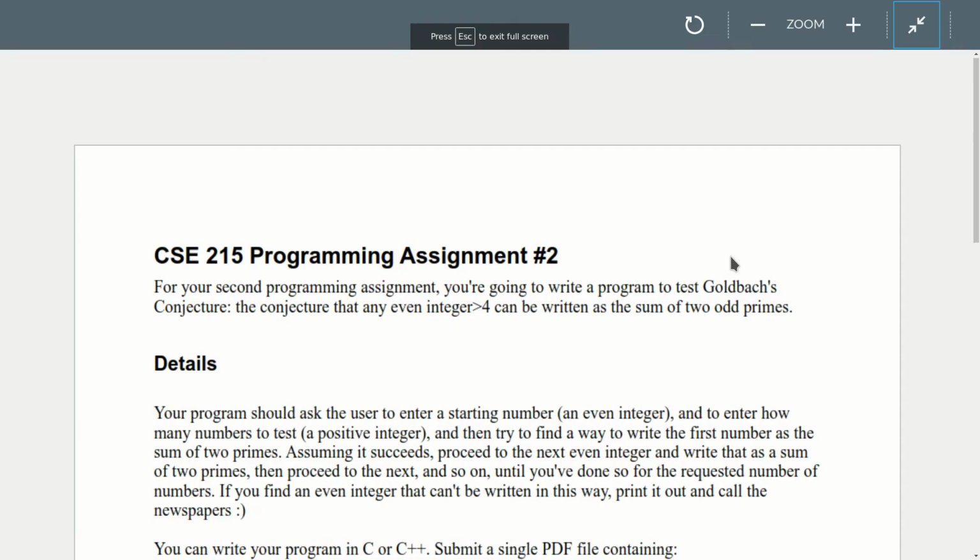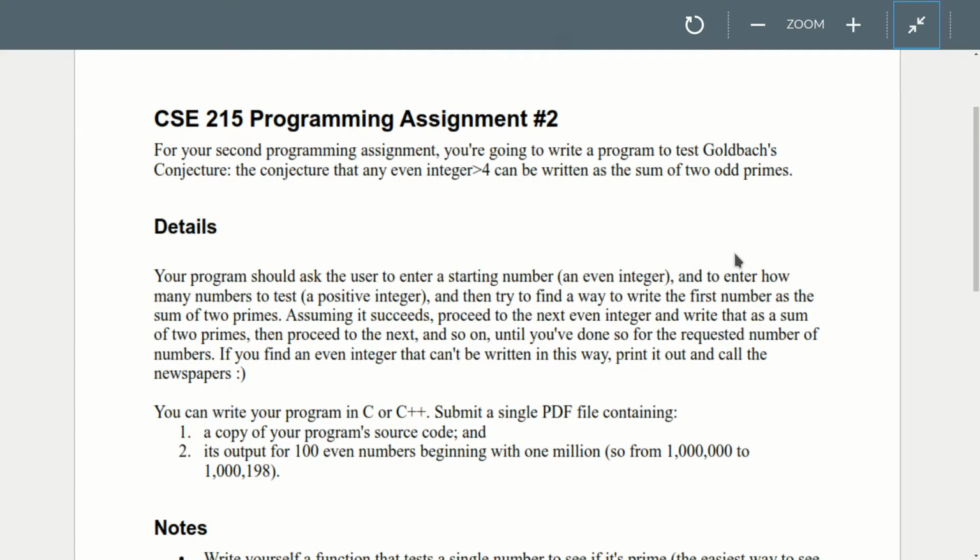So assignment 2. Assignment 2, you get to play with Goldbach's conjecture. So remember, Goldbach's conjecture is this idea that we can write even numbers as the sum of two primes. So 6 is 3 plus 3, 8 is 5 plus 3, 10 is 5 plus 5, 12 is 5 plus 7, and so on. And this has been confirmed up to some ridiculously large number. But we're going to write code to actually confirm it for 100 numbers starting with 1,000,000.